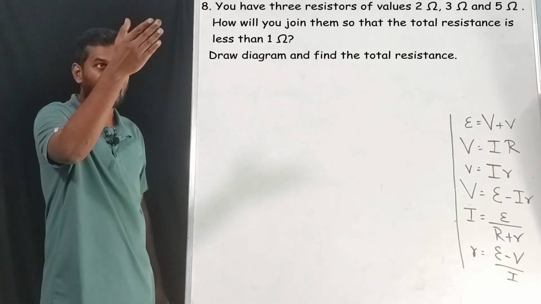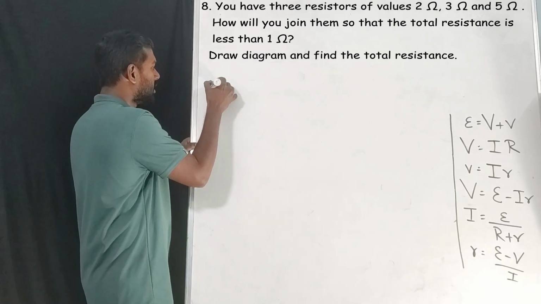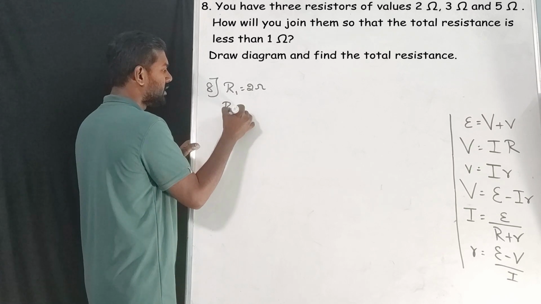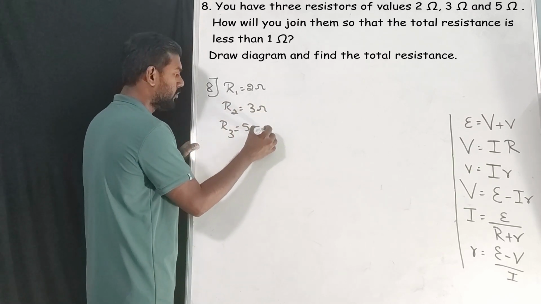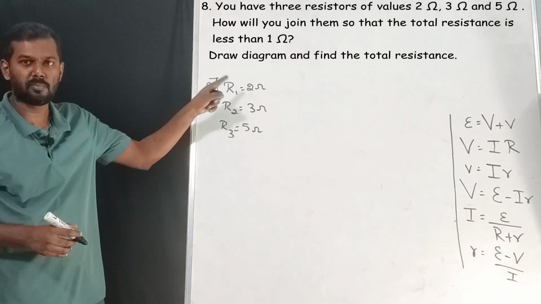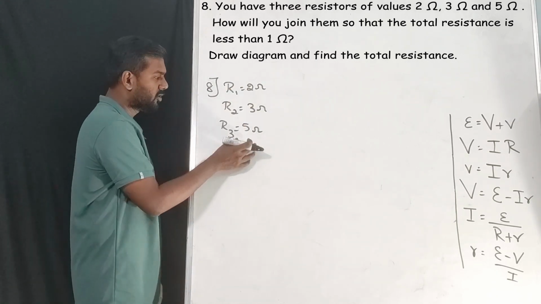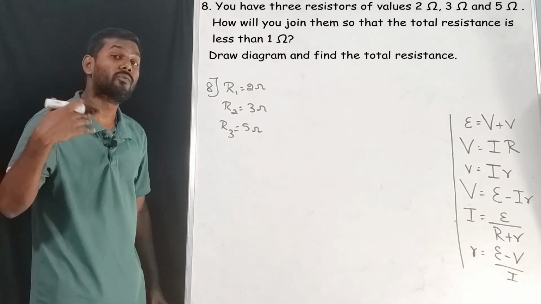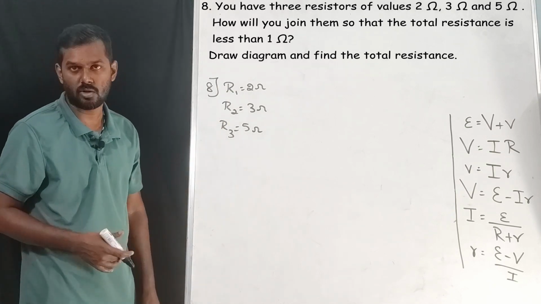First I'll write the resistor values. This is question number 8. Resistor values: R1 is equal to 2 ohm, R2 is equal to 3 ohm and R3 is equal to 5 ohm. If you are thinking of connecting these in series, see what you mean by series, we are going to add all these values. Do you think once we add all these, we'll get an answer less than 1? No. So which method do we have to go for? Which concept? That is nothing but the parallel concept.